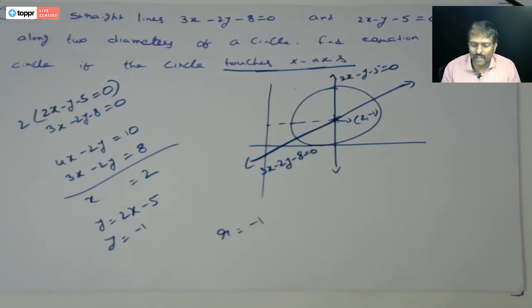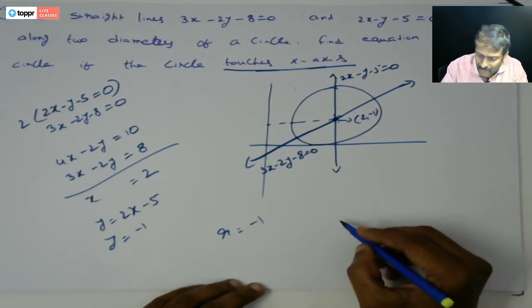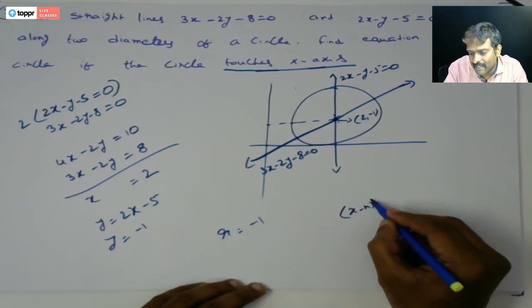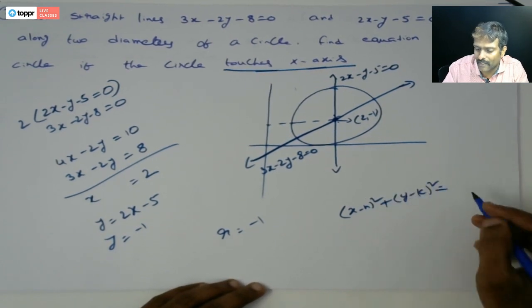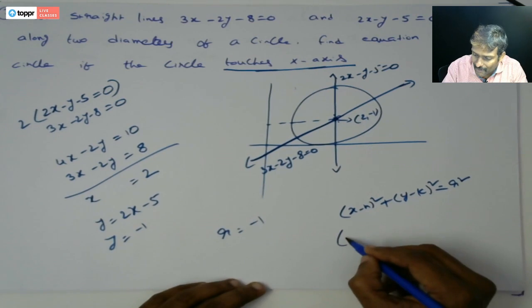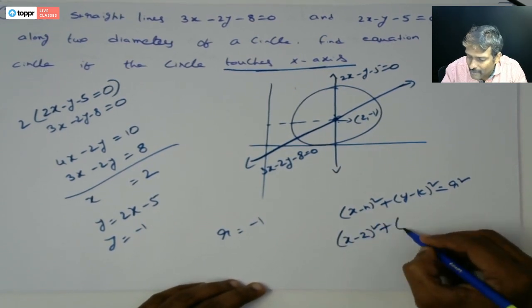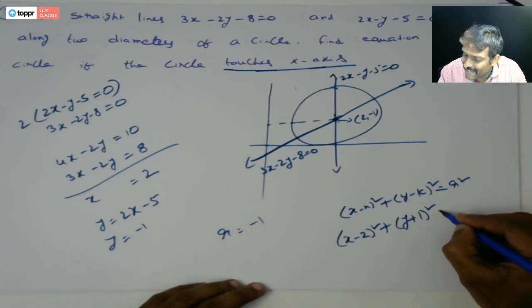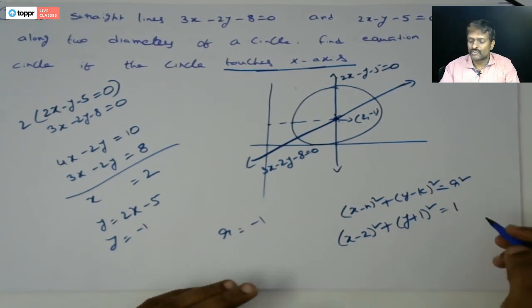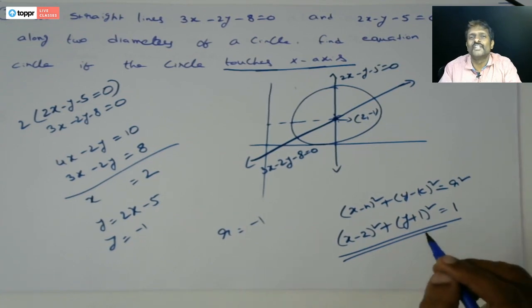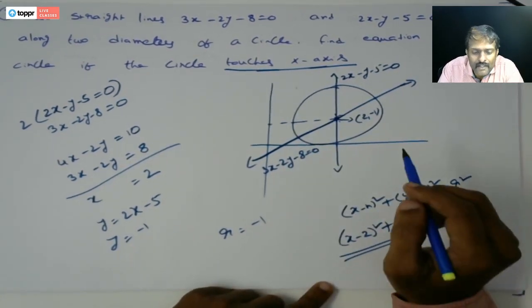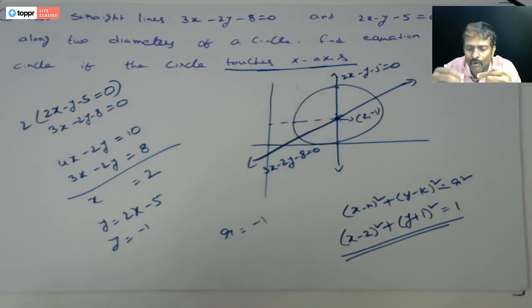So when the radius is known and the circle center is known, the formula is very straightforward: (x minus h) whole square plus (y minus k) whole square is equal to r square. So here (x minus 2) whole square plus (y plus 1) whole square is equal to 1. Minus 1 square is 1, is the equation of the given circle, right? The main assumption we made here is that when two lines are lying along the diameters, they are intersecting diameters, which means they intersect at the center, right?